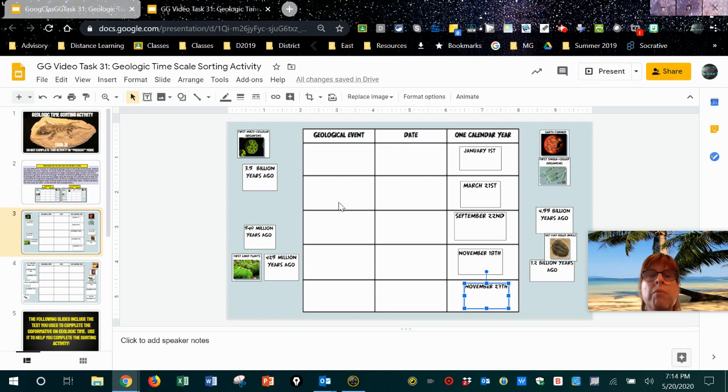So the beginning of the Earth is what I'm looking for. So here it is. Earth is formed. There's the event. And which of these dates? We have 3.5 billion years ago, 540 million years ago, 425 million years ago, 4.55 billion years ago, and 1.2 billion years ago. So number one, which one's the oldest thing? Which one is when the Earth began? And number two is just looking at those billions and millions.